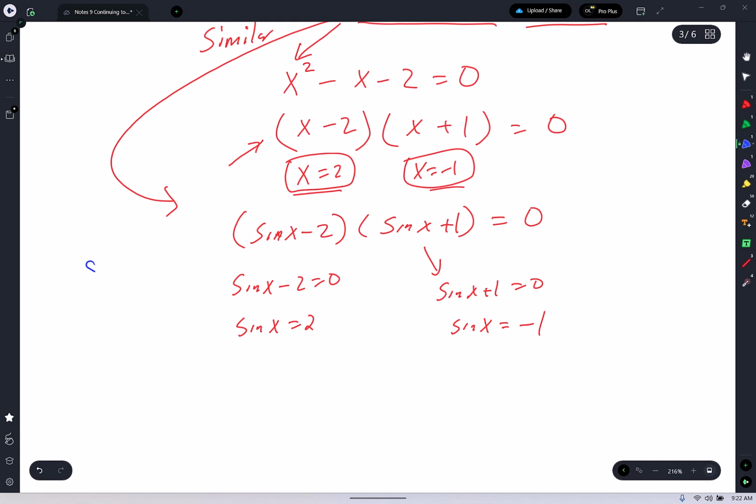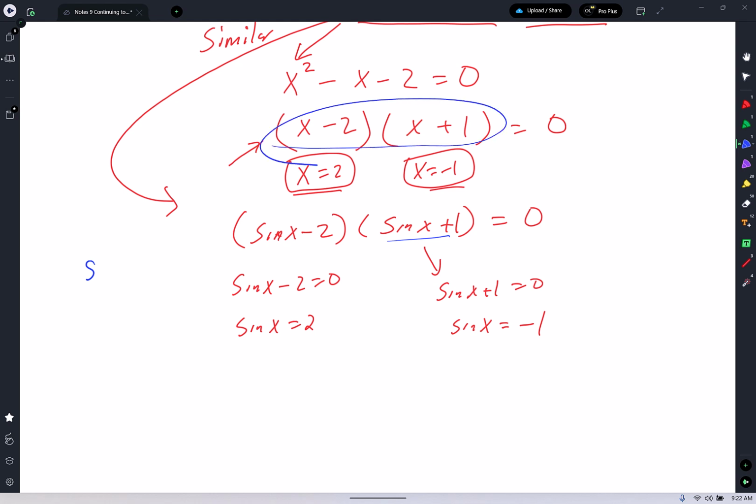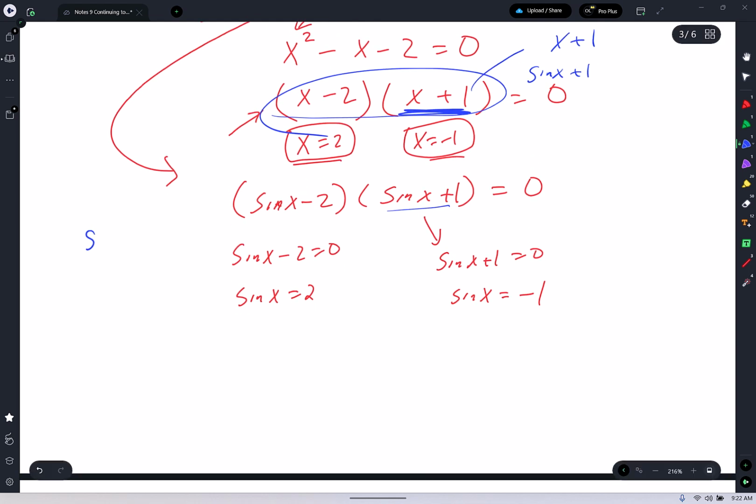Side note, what's up? What do you mean? Oh, that it's similar to this one. So see how I have x plus 1? Yeah, so instead of writing x plus 1, since they're similar, I can write sine x plus 1. So I just replace the x with a sine x. You know what I mean? Good question. Keep asking.